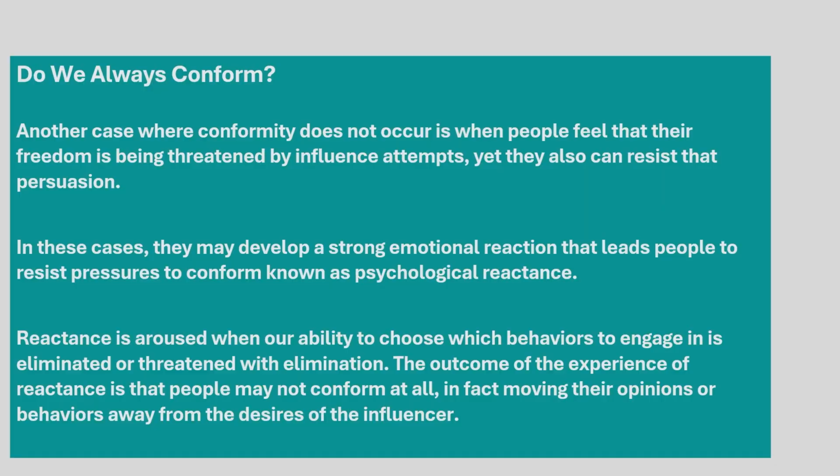Another case where conformity does not occur is when people feel that their freedom is being threatened by influence attempts, so they can resist that persuasion. In these cases, they may develop a strong emotional reaction that leads people to resist pressures to conform, known as psychological reactance. Reactance is aroused when our ability to choose which behaviors to engage in is eliminated or threatened with elimination. The outcome of the experience of reactance is that people may not conform at all. In fact, they may move their opinions or behaviors away from the desires of the influencer.